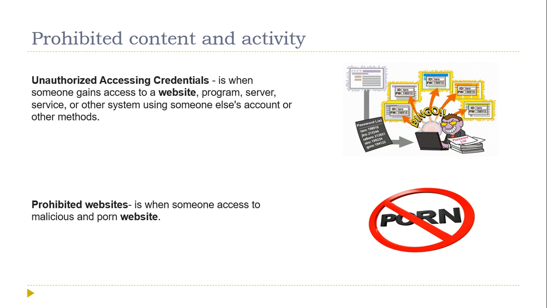Second is unauthorized accessing of credentials. This is when someone begins to access a website's program, server, service, or other system using someone else's account or other methods. And third is prohibited websites. This is when someone accesses malicious and foreign websites.